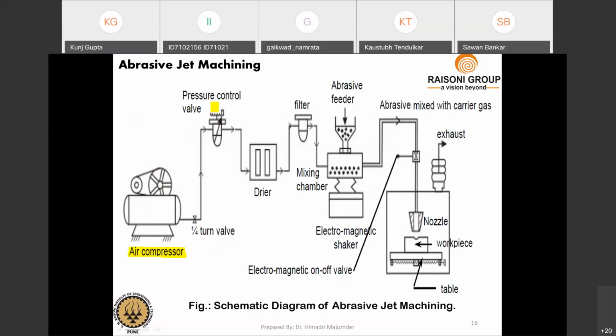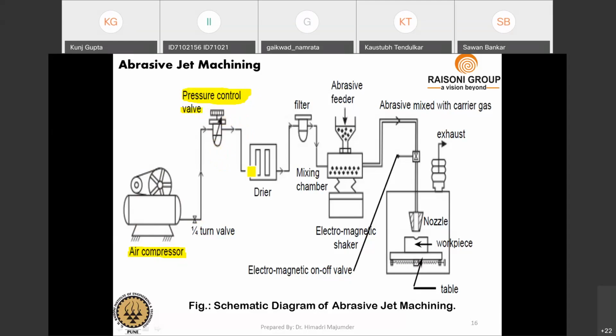Here one valve is there to switch on or off, or regulate your air. Then there is the pressure control valve, as you can see here. In this pressure control valve, you can regulate how much pressure you need. Using this pressure control valve, you can adjust the air pressure.